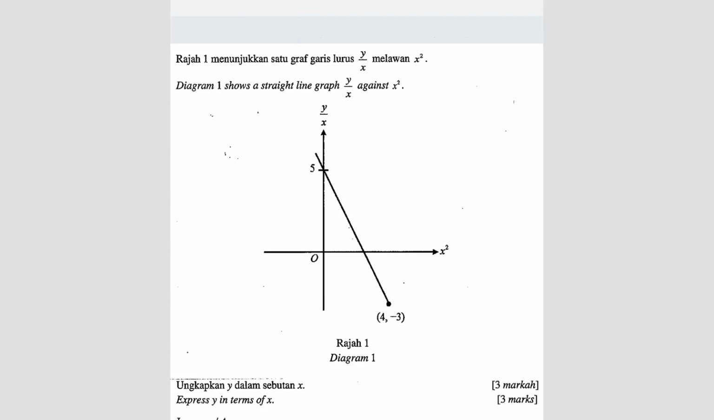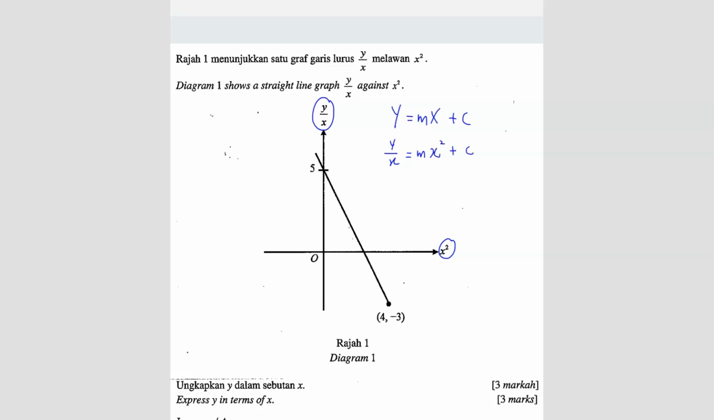Alright, question number 1. Diagram 1 shows a straight line graph y over x against x square. So this graph here is y over x against x square. Now because it is not x and y here, when we form our straight line equation, remember our straight line equation is always y equals to mx plus c. But in this case, the y is y over x and the x value here is x square.